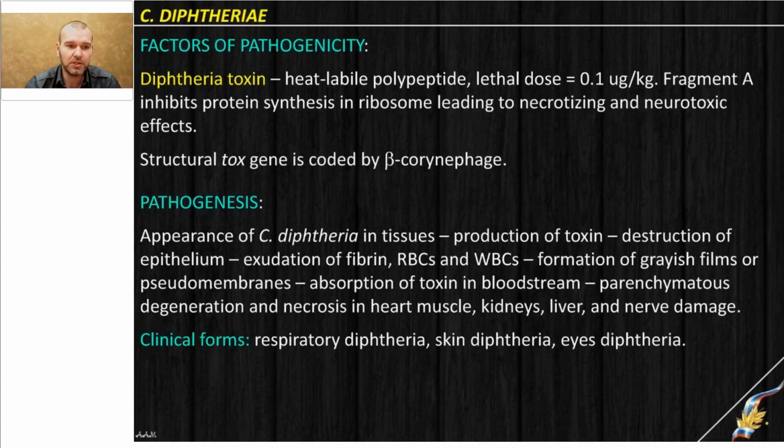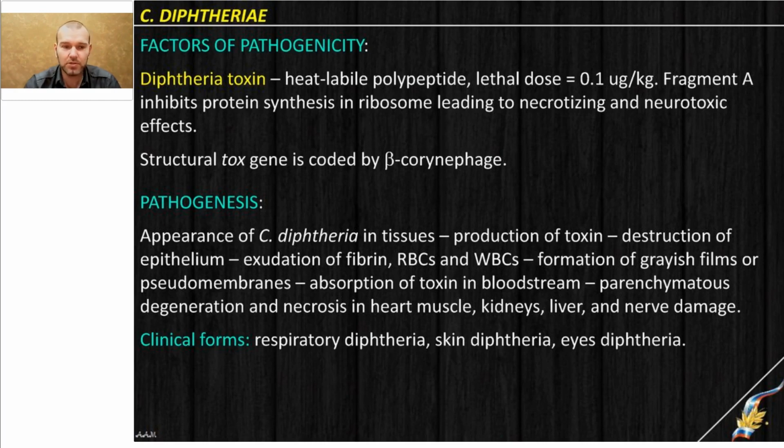So the major factor of pathogenicity in Corynebacterium is diphtheria toxin. It is a very unique polypeptide which is sensitive to heat and has a very small dose which is lethal for humans. As you can see, it is 0.1 microgram per kilogram of weight. That means the activity of the toxin depends on the weight of the subject. As usual for a biological toxin, it consists of two subunits, B for binding and A which is active. The toxin is able to recognize the epithelium of humans and invade into those cells.